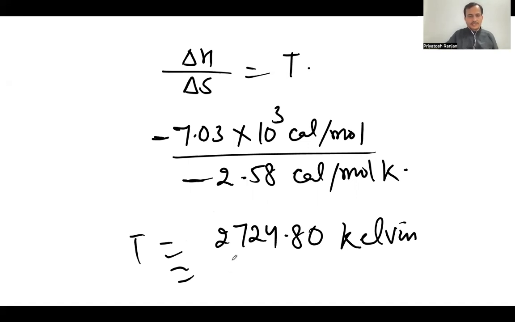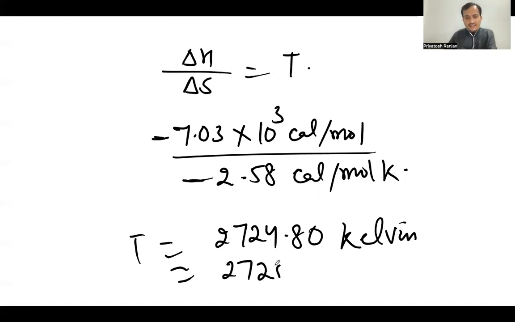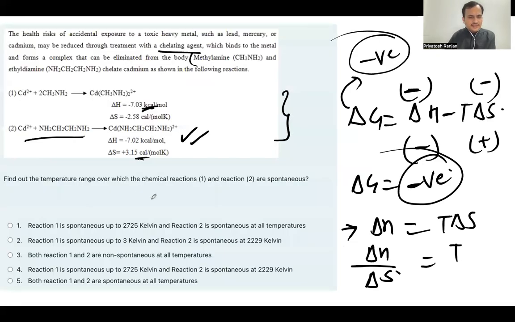We can even look at the options. 2725 for reaction one. So this reaction is going to be spontaneous up to 2725 Kelvin. If we increase the temperature beyond that, it is going to be non-spontaneous and the reaction will not take place. So for reaction one, I need to keep the temperature at or below 2725 Kelvin, which, if we convert it into degrees Celsius, is close to 2451.85 degrees Celsius. It's given in Kelvin.